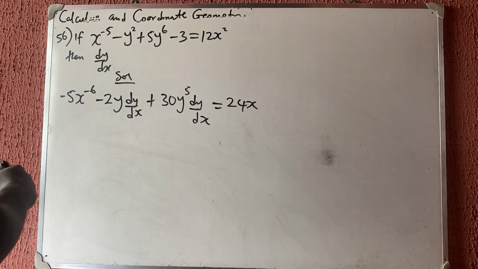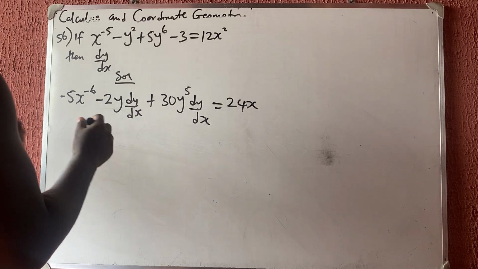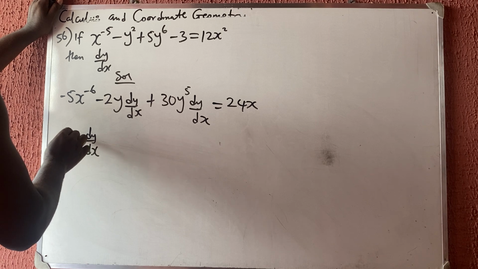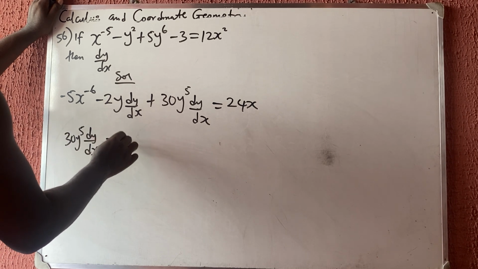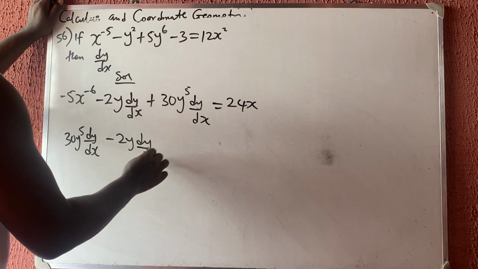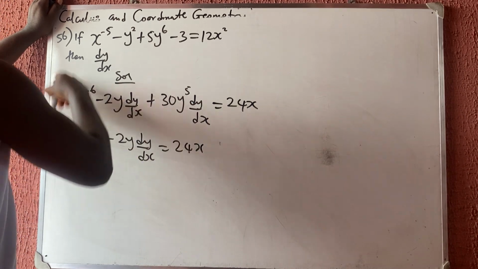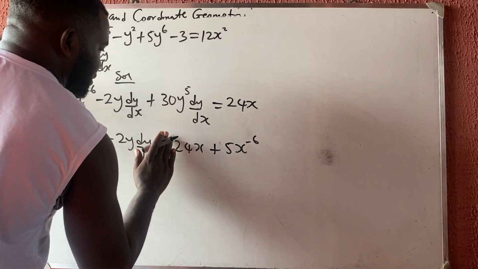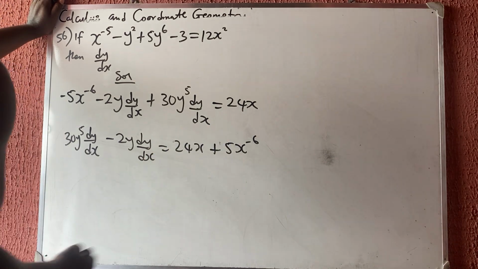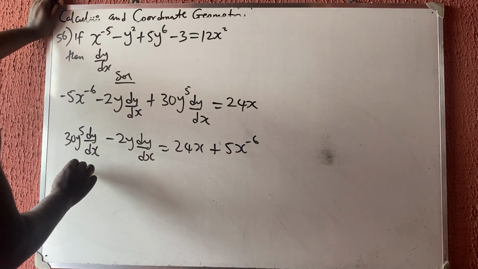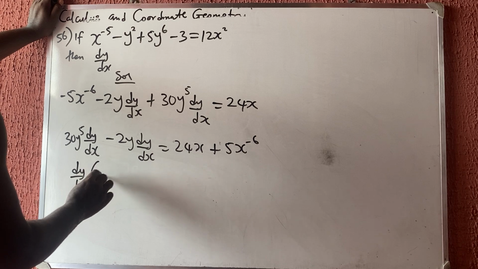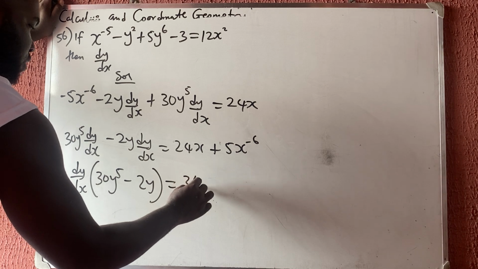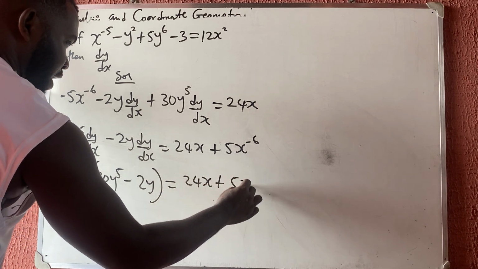Now, what you do is to keep the dy/dx in one place. So 30y^5 dy/dx - 2y dy/dx is equal to 24x. This one coming here, I'm going to have plus 5x^(-6). Now if you factorize what they have in common, they have dy/dx in common. So I am left with (30y^5 - 2y) dy/dx is equal to 24x + 5x^(-6).